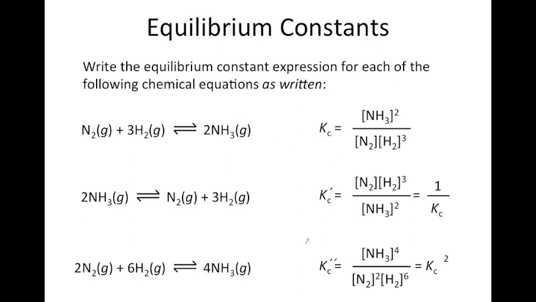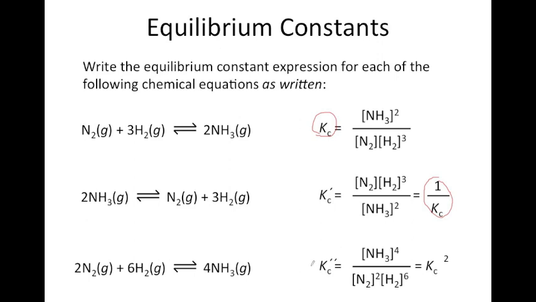Now, one thing I want to point out about this is the relationship between the Kc values. We'll call this Kc. Since this one is the reverse of the first reaction, the Kc value for the second equation is related to the Kc of the first, as we see here. The Kc for the second one is 1 divided by the Kc of the first. So if you reverse a reaction, the Kc value for that reverse reaction would be the inverse of the Kc value for the first reaction.